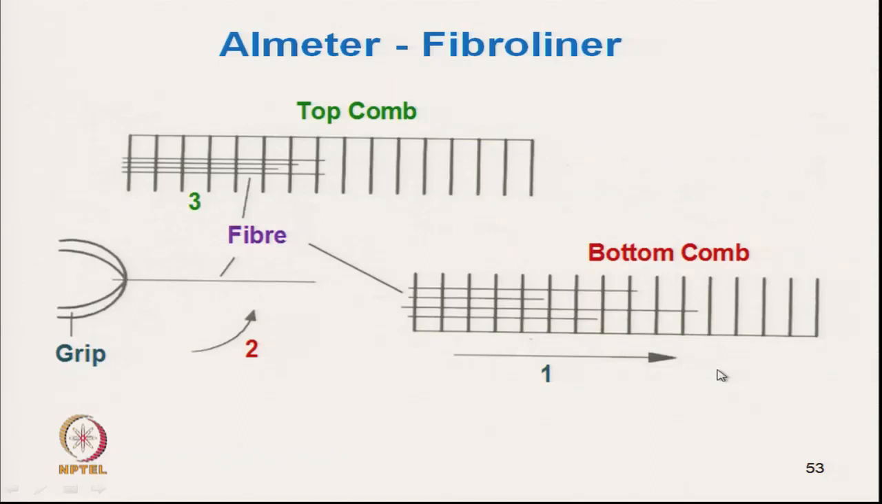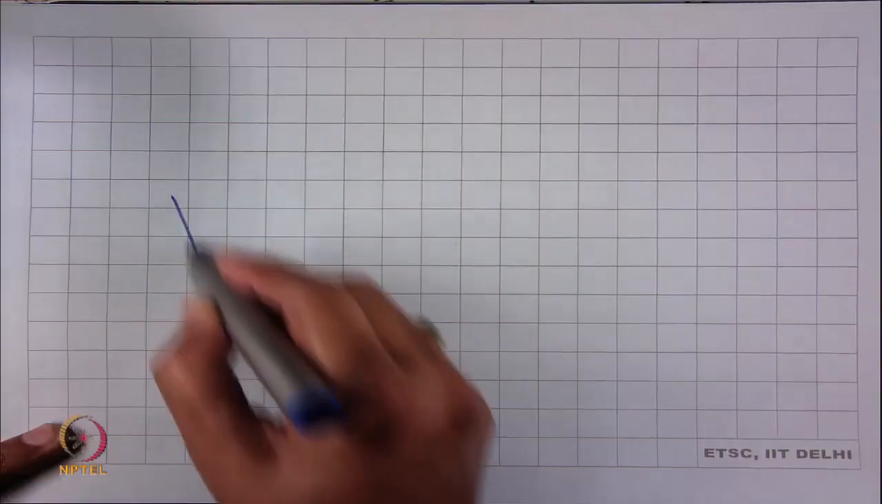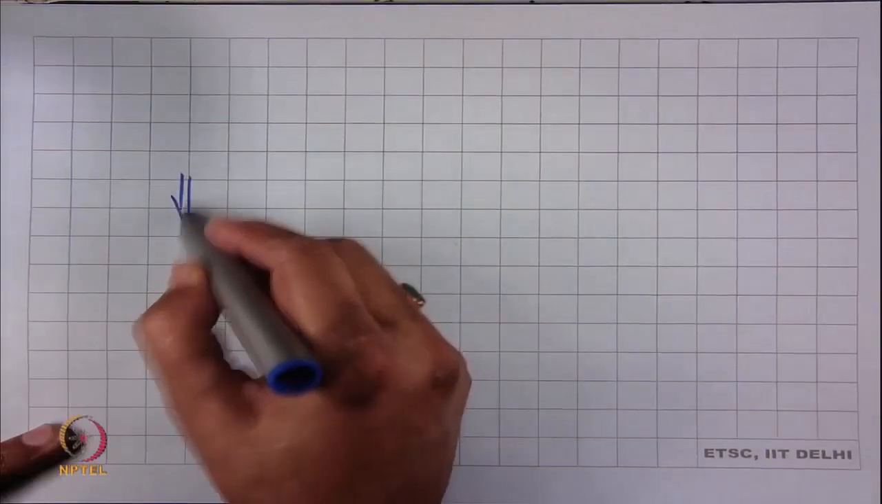Now, try to see here, it is a bottom comb, and fibers in the form of sliver are placed on the bottom comb. It is a gill box type, a gill type comb. If you see here, these are the bottom combs.